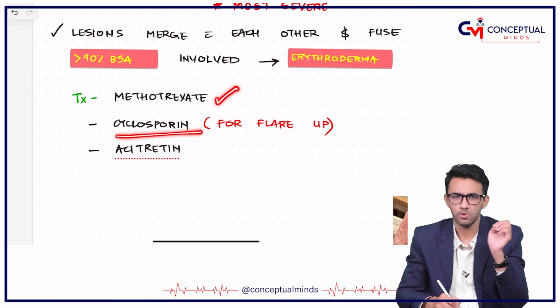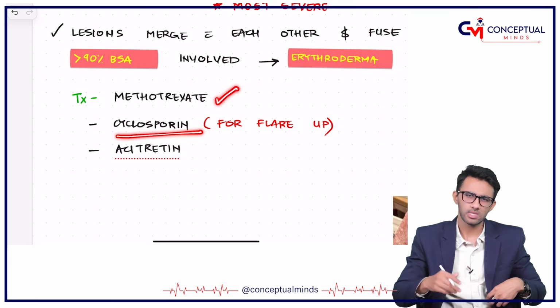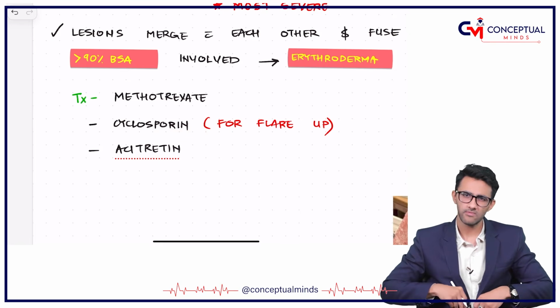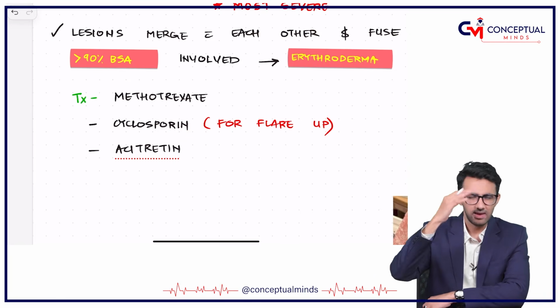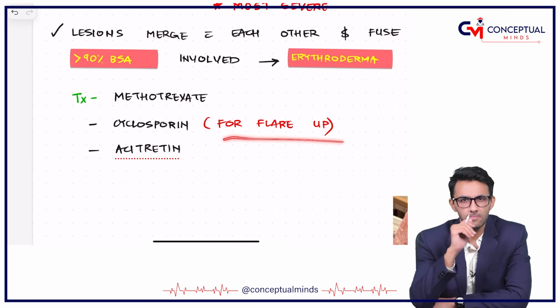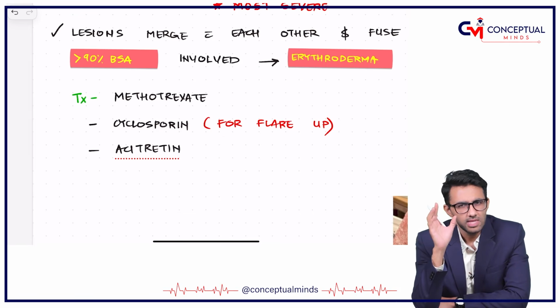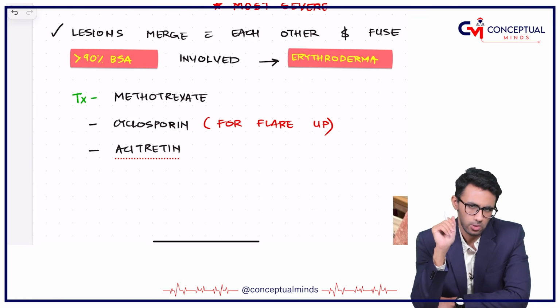The next one is cyclosporine. When do we use it? Cyclosporine, this name you will hear whenever there is a flare up. I have also written here, for flare up. Whenever there is a flare up in any of the psoriasis, not just erythrodermic, we would give cyclosporine.